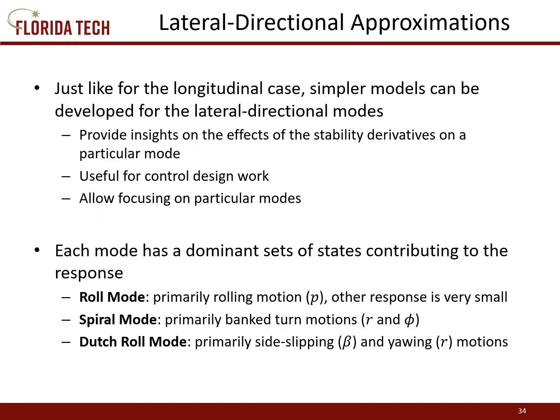So just like the case for the longitudinal equations and longitudinal modes, simpler models can be developed for the lateral directional modes. This is going to give us insight into the effects of our stability derivatives on a particular mode. It's going to be useful for our control design work, and really we can just start focusing mode by mode. The roll mode, primarily rolling motion, other responses very small. Our spiral mode, primarily bank turn motions. And our Dutch roll mode is primarily side slipping and yawing motion.